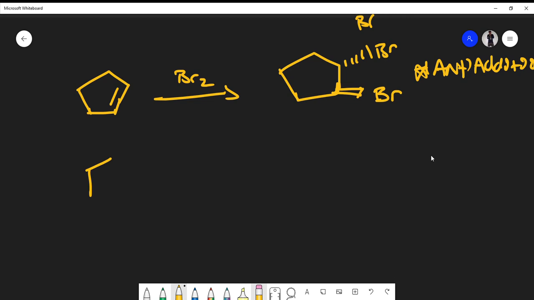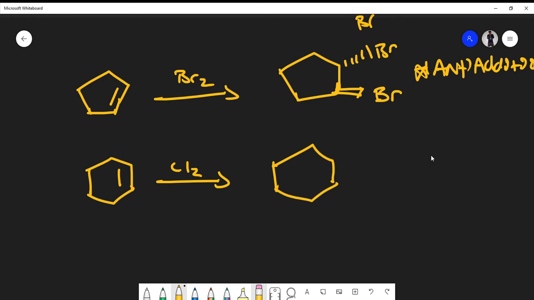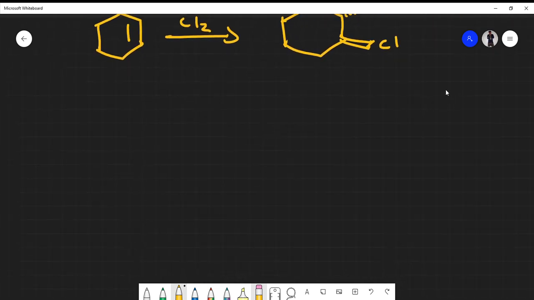It's also true that maybe I could take a cyclohexene, add Cl2, and again, if we predict the products from a halogenation, we may have one chlorine going down and another chlorine coming up. And you'd be sure to get the other enantiomer. Right? Let's do the reaction mechanism.